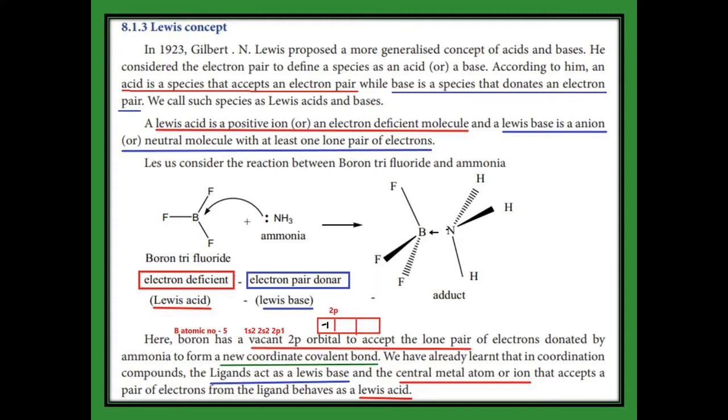We already learned about coordination compounds. In a coordination compound, the central metal ion accepts the electron pair from the surrounding compounds. The surrounding compounds are called ligands. The ligands act as Lewis bases because they donate the electron pair, and the central atom accepts the electron pair, so it acts as a Lewis acid.